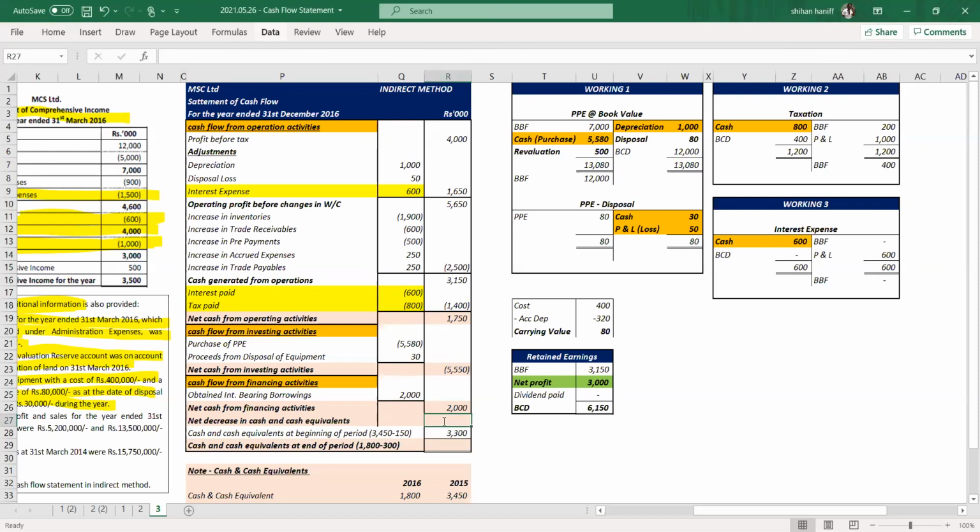So net increase or decrease is minus 1,800. The final answer is 1,500. So 1.5 million is the final answer.